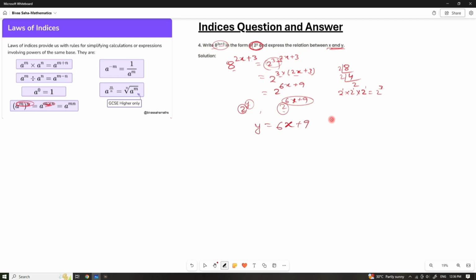The relation between x and y is y equal 6x plus 9.